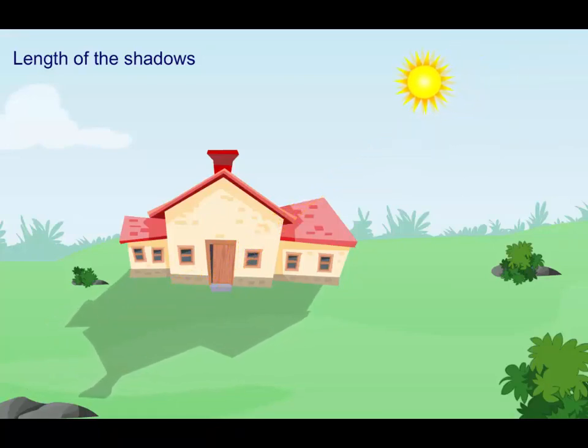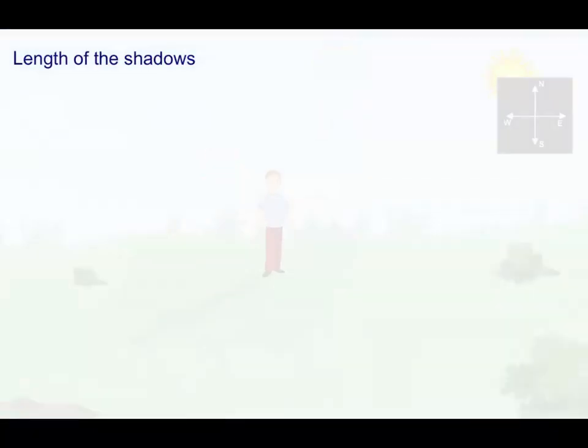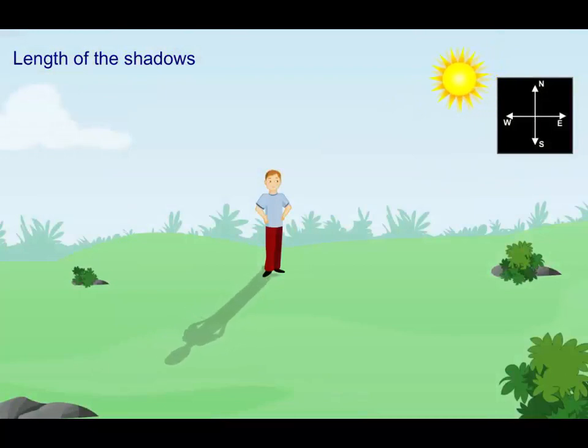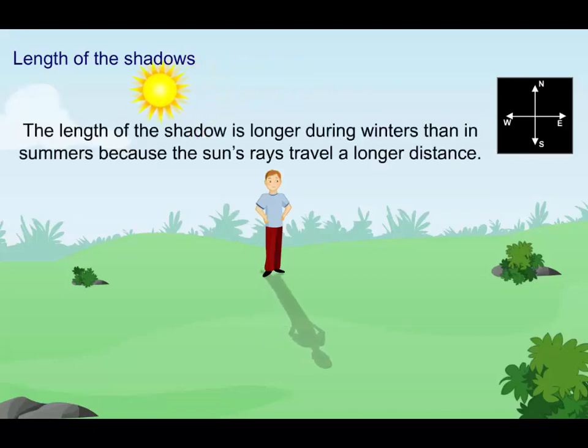The position of the sun with respect to Earth changes every moment because of the spinning of the Earth on its axis, and hence the direction of the rays of the sun also changes. At dawn and dusk, sun rays have to travel longer distances and hence they cast longer shadows. But at 12 noon, the sun is overhead and the rays of light have to travel shorter distances and hence they cast shorter shadows. The length of the shadow is longer during winters than in summers because the sun's rays travel a longer distance.